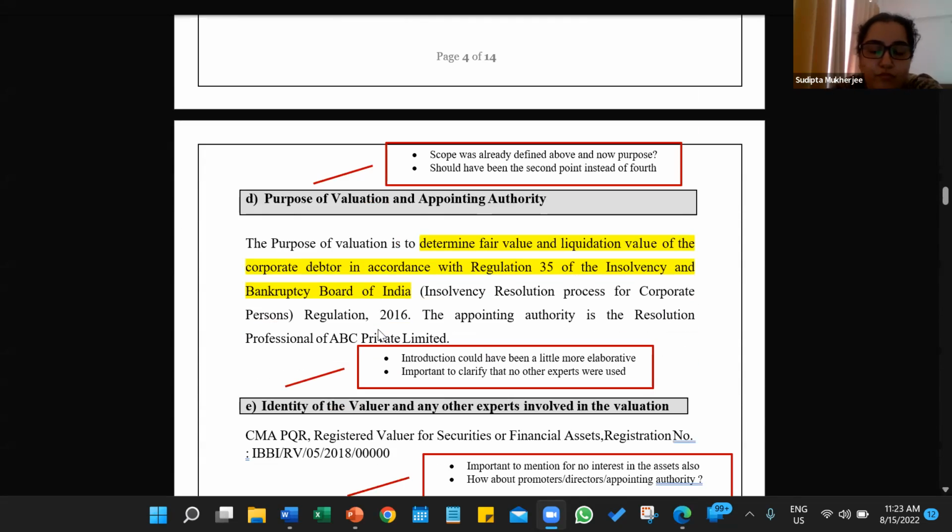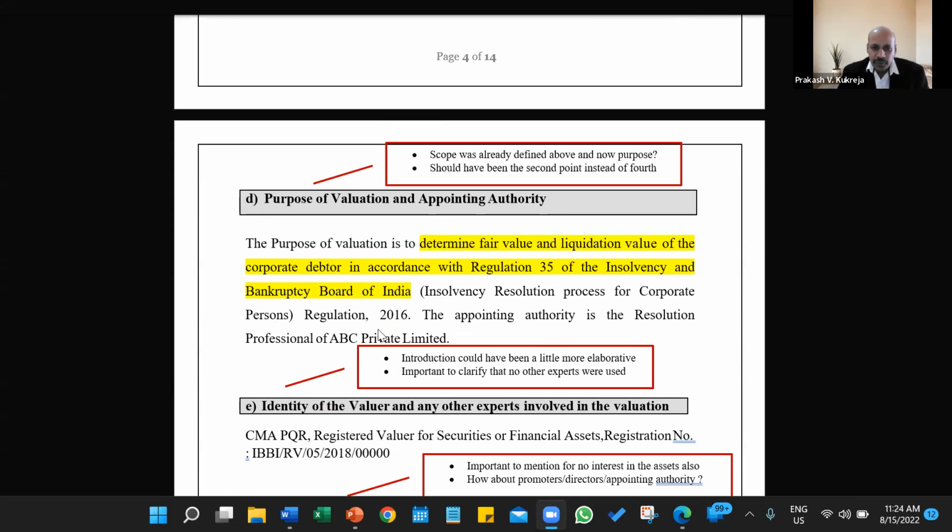So next is purpose of valuation and appointing authority. Again, a very important part. Here, what is highlighted in yellow is again a repetition. The appointing authority was already part of the introduction and the scope. So again, a duplication, but here the purpose has to be very specific. In fact, the introduction should have been at the beginning. And here we could have highlighted that the purpose, ideally as per IBC, was to determine the fair value and liquidation value. The resolution professional details also could have been added.